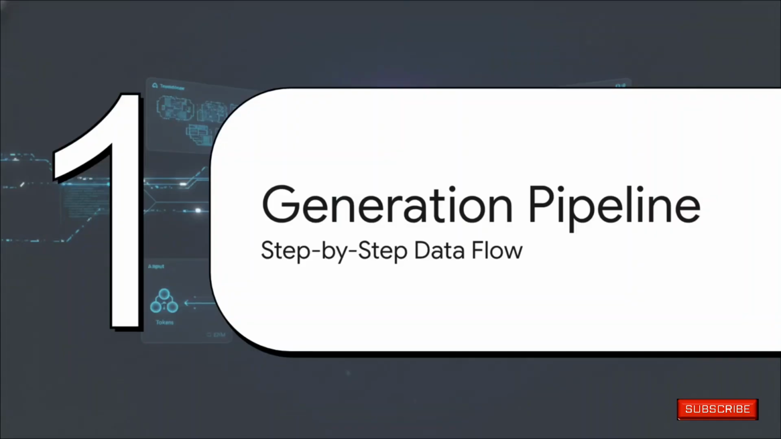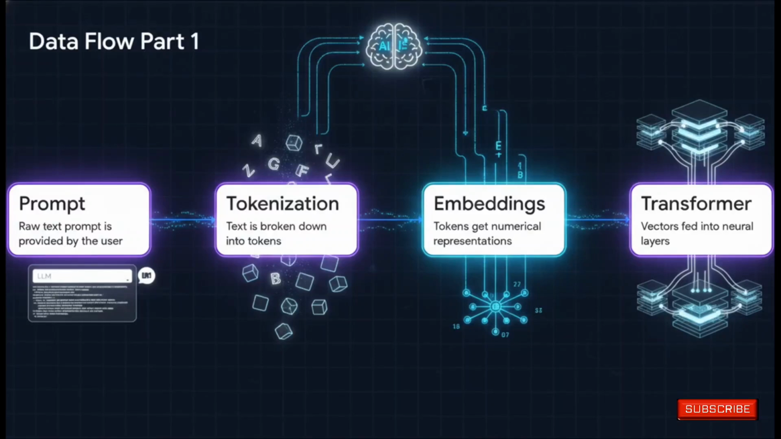Section 3, the text generation pipeline. So we have the components now, right? The tokens, the embeddings, the attention mechanism. Let's see how it actually spits out a coherent response. We'll walk through the first half of the data flow. First, you provide a raw text prompt. Instantly, the model's tokenizer chops that text into our tokens. Next, it looks up the numerical embeddings for those tokens. Then, these vectors are fed directly into the stacked layers of the transformer neural network.